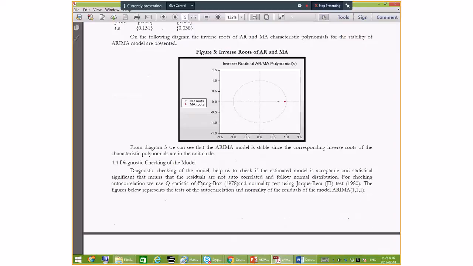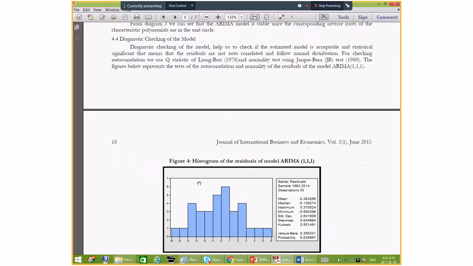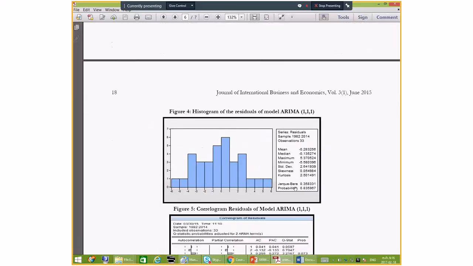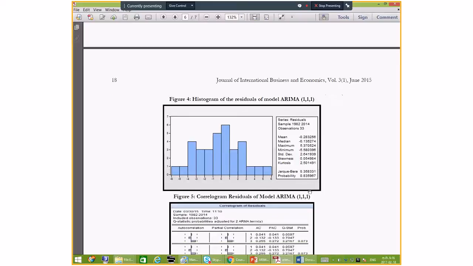Then the diagnostic check for normality by using the Jarque-Bera test. The probability value corresponding to the Jarque-Bera test should be greater than 5%. If it is less than 5%, it shows that it is not normal, there is an issue in the normality.